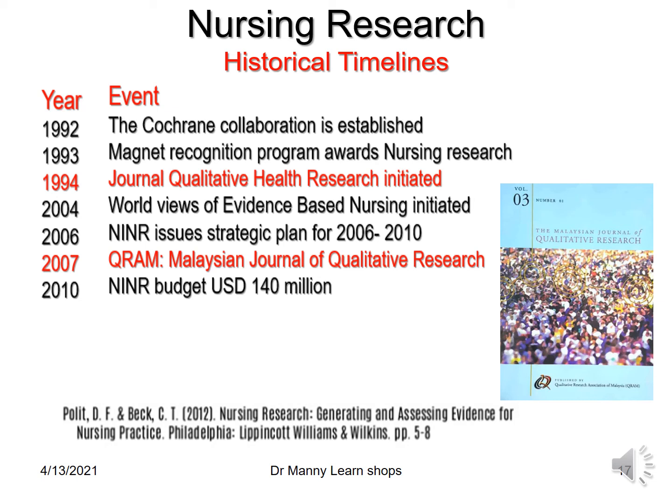And I thought it was important to include Quorum. Quorum is the Qualitative Research Association of Malaysia. And they have a journal called the Malaysian Journal of Qualitative Research. And it published its first journal and articles in 2007. And look, it is important as nursing researchers to publish in your local journal. International journals are absolutely important, but from my perspective, it's also important to publish in your local journals. In 2010, the NINR had a budget in the United States of America of approximately 140 million. And that's important because it requires funds to publish.